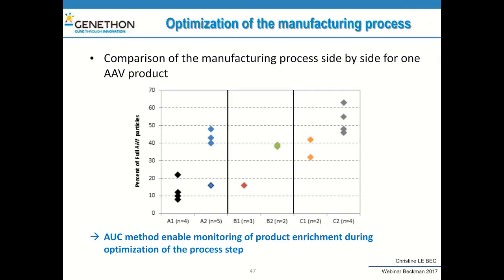We use this for different types of changes in the process. So the AUC can give you a monitoring of the product enrichment during the optimization of the process. So you can choose in that case the process from the yield and also for the ratio of full and empty particles and the percent of intermediate species.